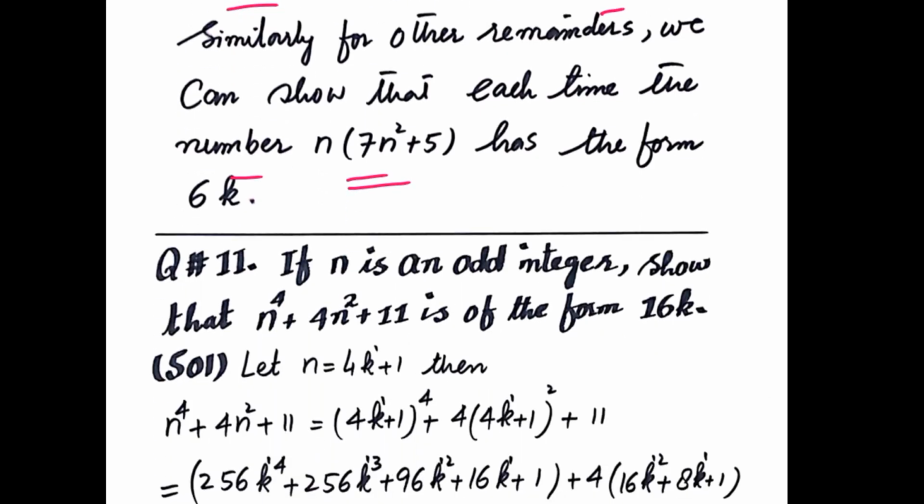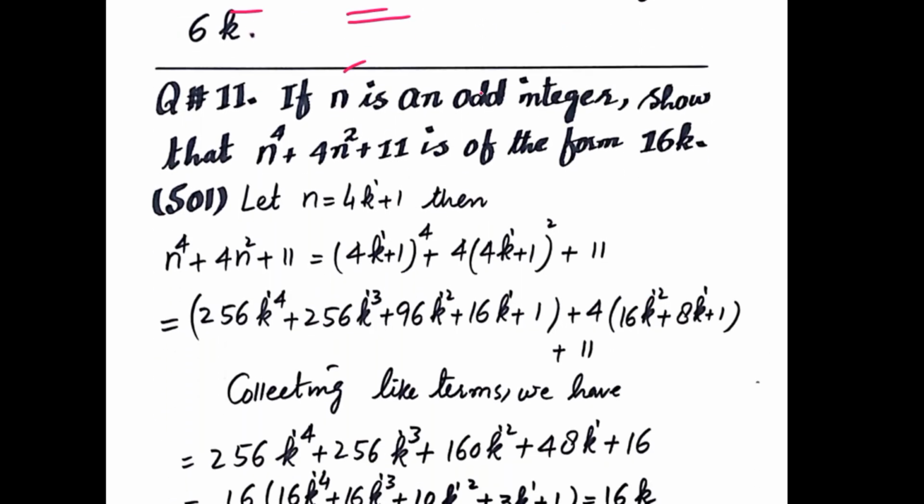The last question, question number 11. If n is an odd integer, show that the number n raised to the power 4 plus 4n square plus 11 is always of the form 16k. Let n be of the form 4k dash plus 1. Then if I replace n with 4k dash plus 1, this becomes (4k dash plus 1) whole power 4, plus 4 into (4k dash plus 1) whole square, plus 11.